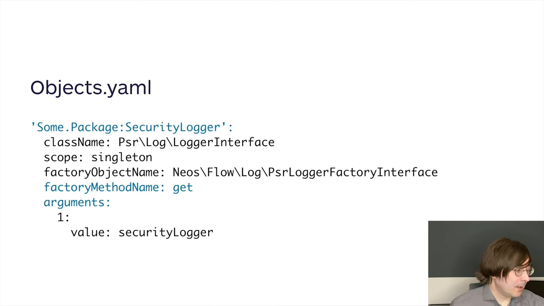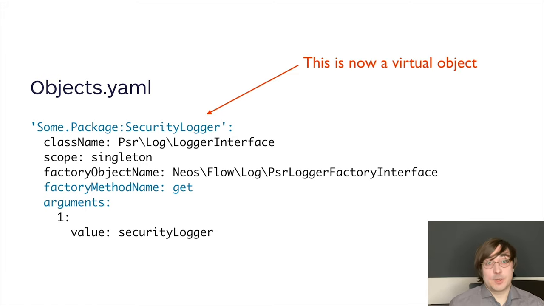So this example configures some package security logger, which in essence is a PSR logger that has a specific name called security logger. So this is now a virtual object. Obviously it's not a class name, but still it's now accepted by the object manager. So if you say object manager get some package security logger, that would give you this configured object.